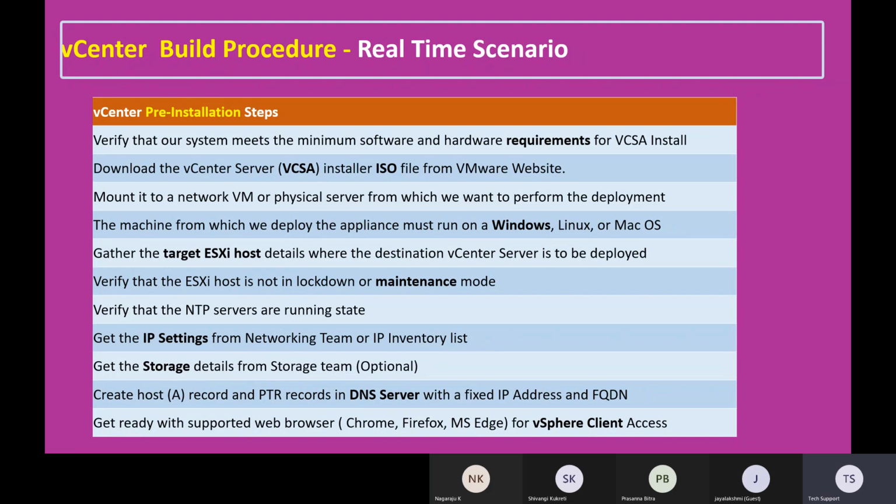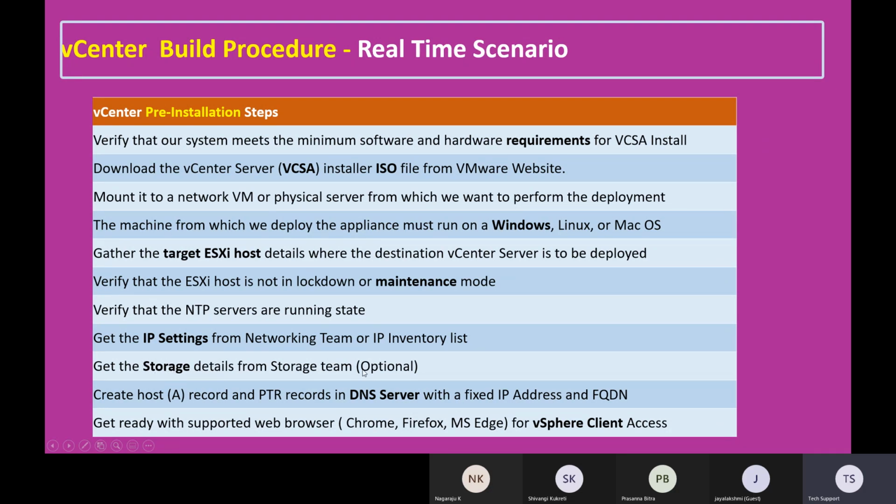Okay, and get the IP settings from the networking team or the IP inventory sheet. Here I mentioned IP settings. IP settings means IP address, subnet mask, default gateway, DNS. All these details we must get ready, to assign this information during vCenter installation. We need to enter these details, and get the storage details also, because to install vCenter Server we need some size. So get ready with the storage, on whichever datastore you want to install.